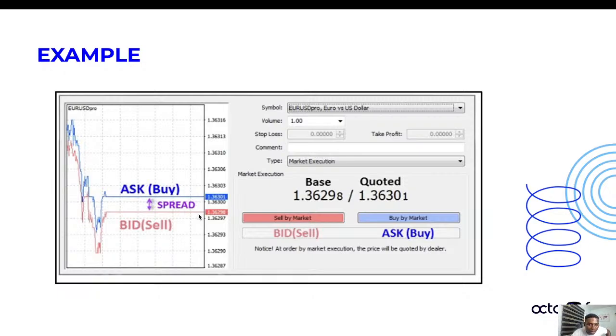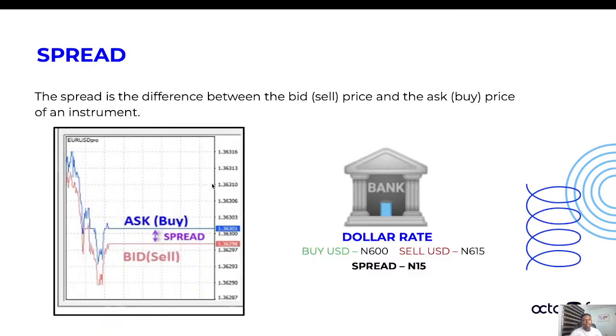The difference between the ask price and the bid price is what we call spread. Spread is the difference between the bid price, the sell price, and the ask price, which is the buy price of an instrument. Let's use an example where $1 is 600 naira. This person is willing to buy the dollar for 600 naira, while this person is willing to sell the dollar for 615. So the spread, which is the difference, is 15 naira. That's the spread.